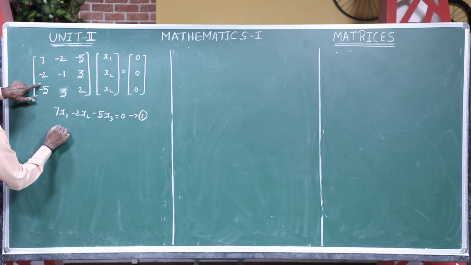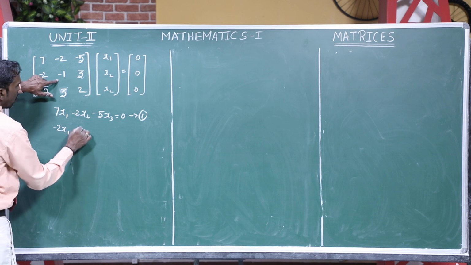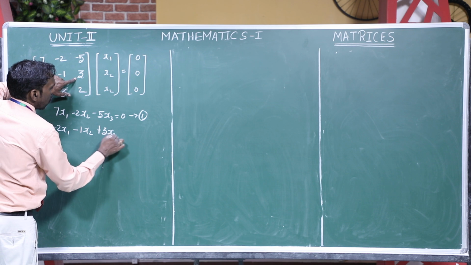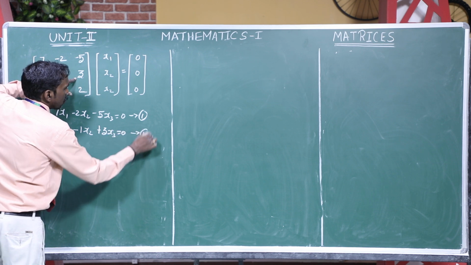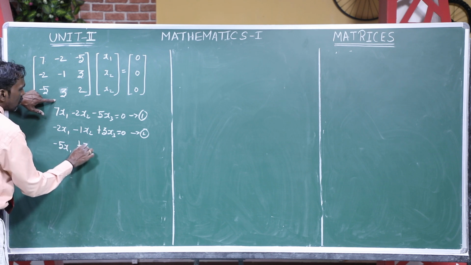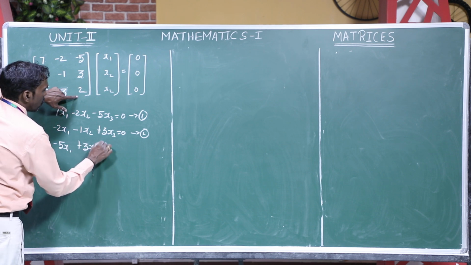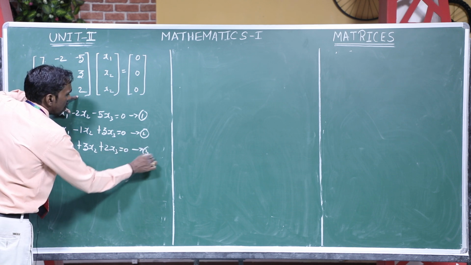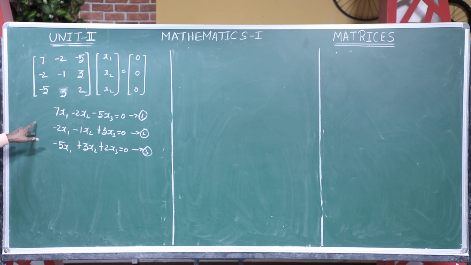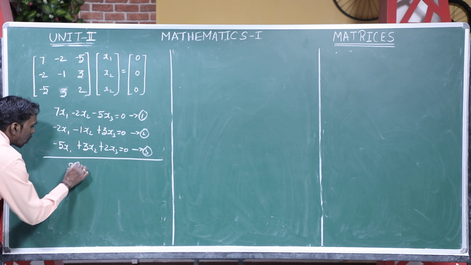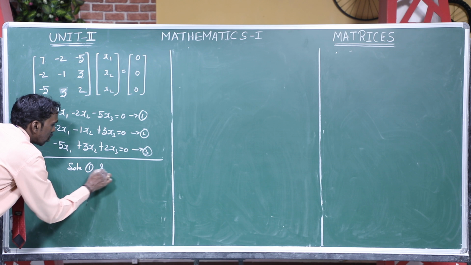Similarly, here minus 2x1, then minus 1x2, then plus 3x3 equal to 0. Here minus 5x1, then plus 3x2, then 2x3 equal to 0. So this is our equation number 3. We got 3 equations. Of these 3 equations I can solve any 2 equations. So here I can solve equations 1 and 2.